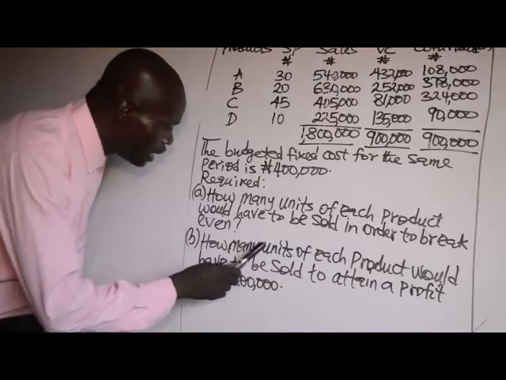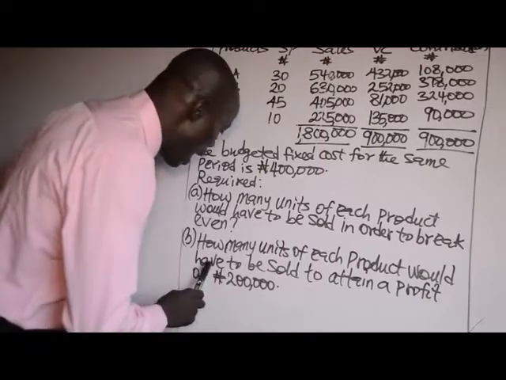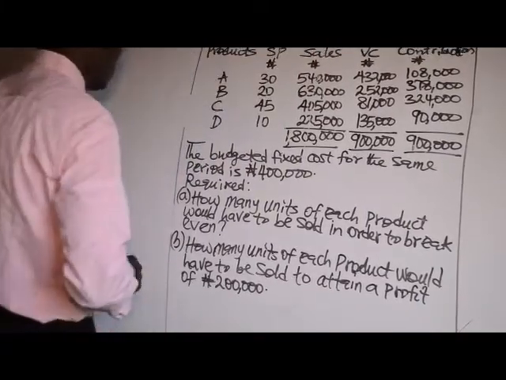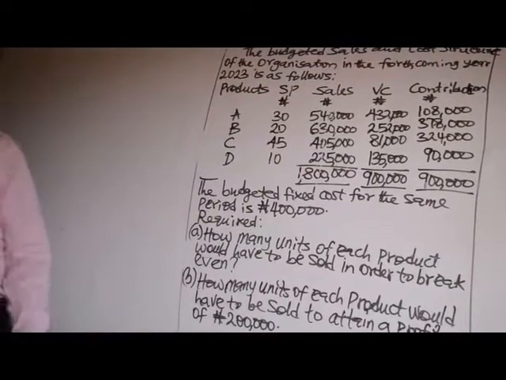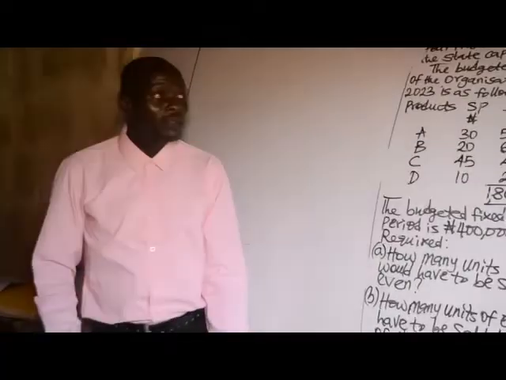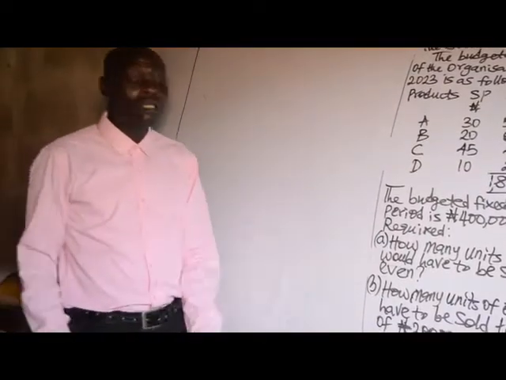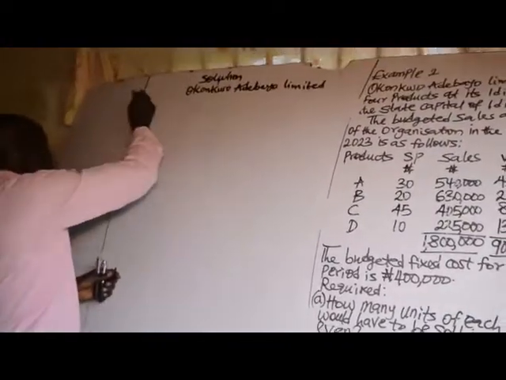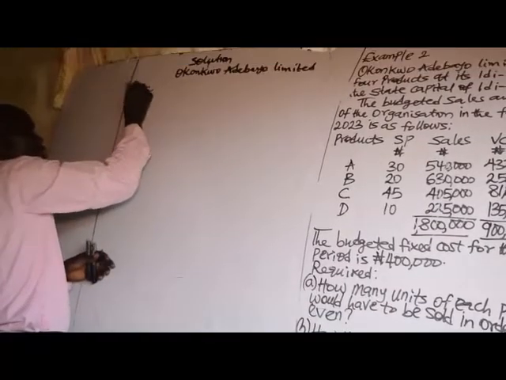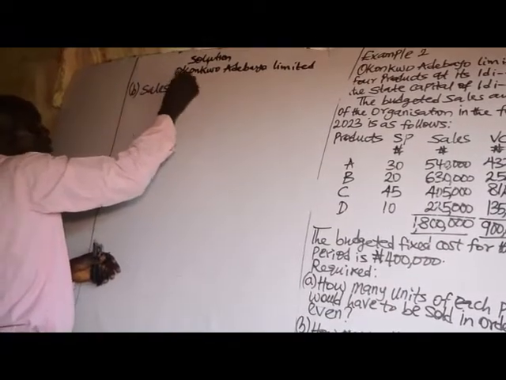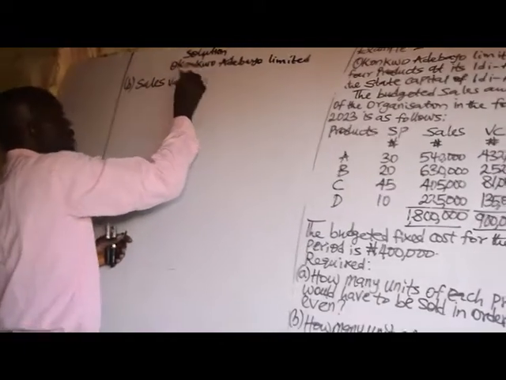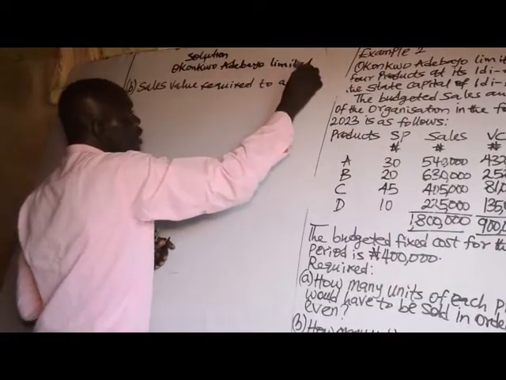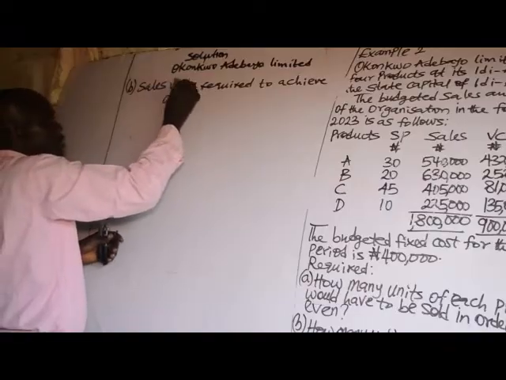Requirement B. How many units of each product will have to be sold to attain a profit of 200,000? To determine the number of units that will be sold to achieve a targeted profit, you first of all calculate the sales revenue required to achieve a targeted profit.